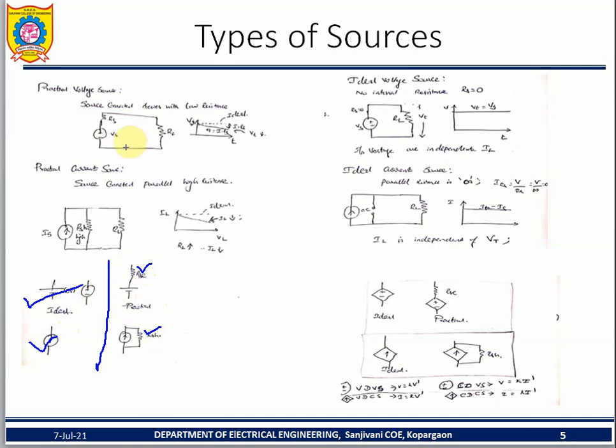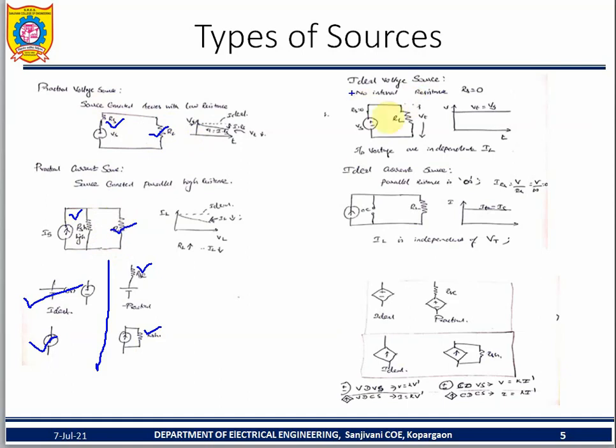So take this one: voltage source in series with the resistance, current source in parallel with the resistance. Okay, this source is connected to the load, lamp load or resistance load. You can connect the load, that's all. This is about the practical conditions.